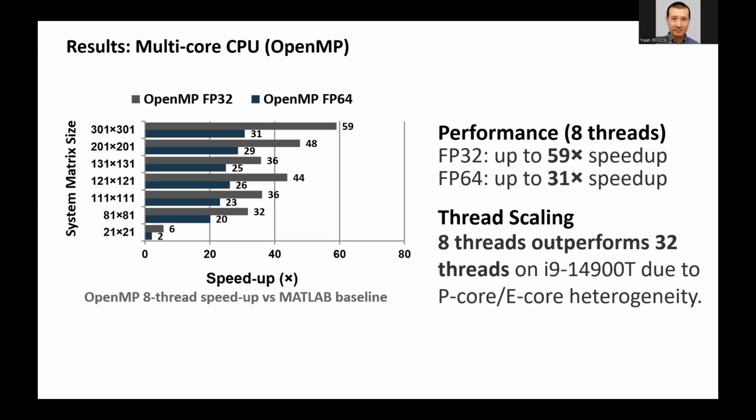An interesting finding on thread scaling is that 8 threads outperform 32 on the CPU. This is due to the fact that the CPU has P cores and E cores, so they're heterogeneous in terms of performance. And if we're using fewer threads, we could bind the parallel threads to the performance cores and avoid using something like hyperthreading as well. So this reduces the synchronization overhead and performance disparity.